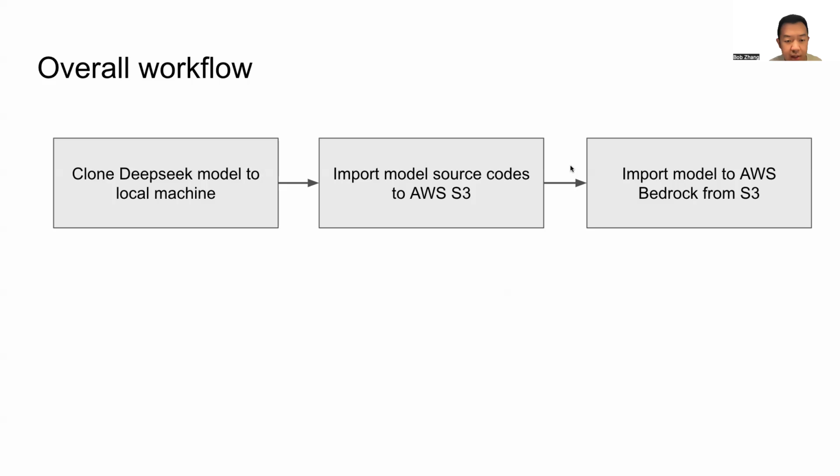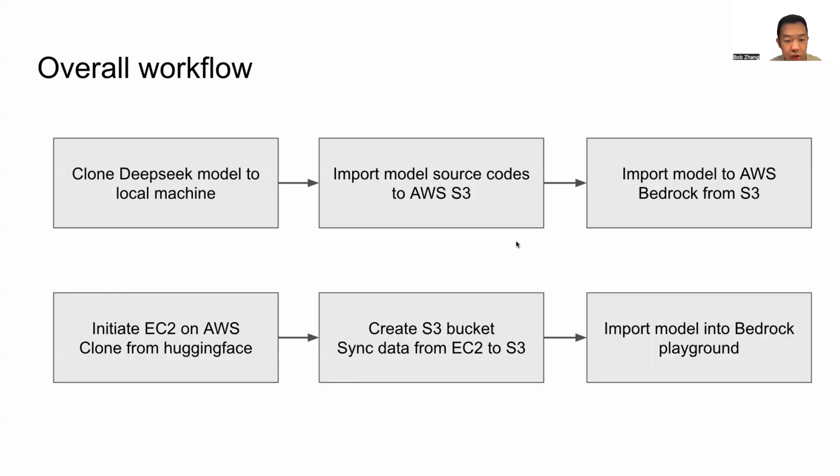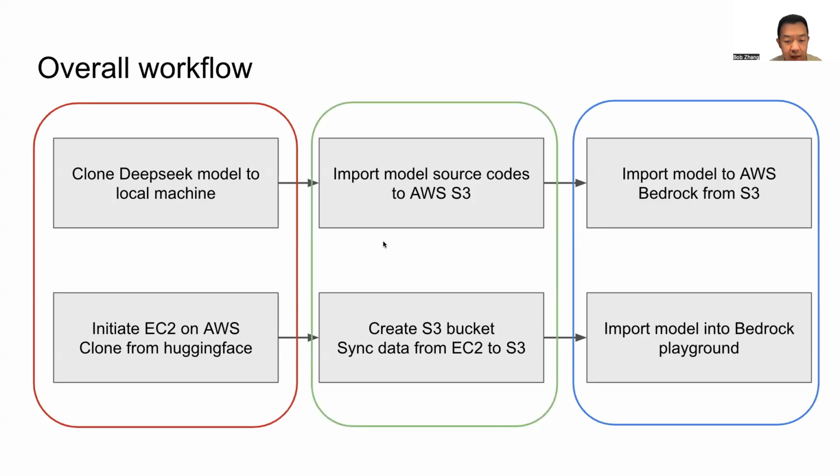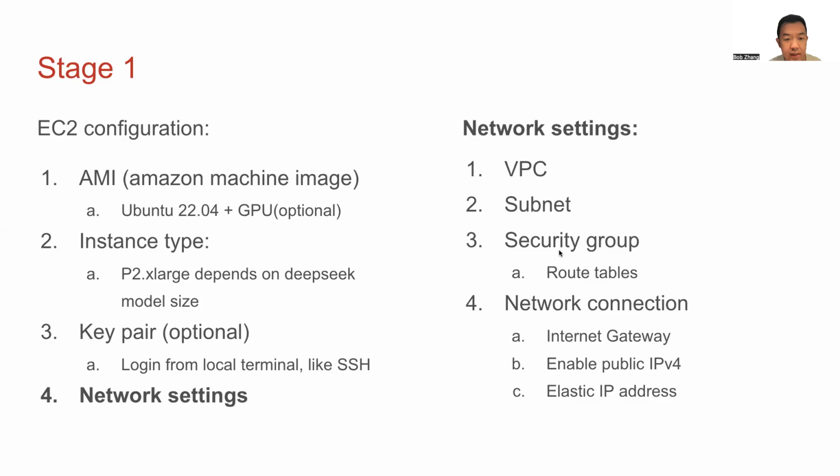So let me break down exactly how we're going to achieve this. So this is a slight breakdown of each step, and I split it into three stages using three different colors. Okay, so now let's look at stage one. The first major step is setting up our EC2 instance. This is crucial, so let's get the configuration right.